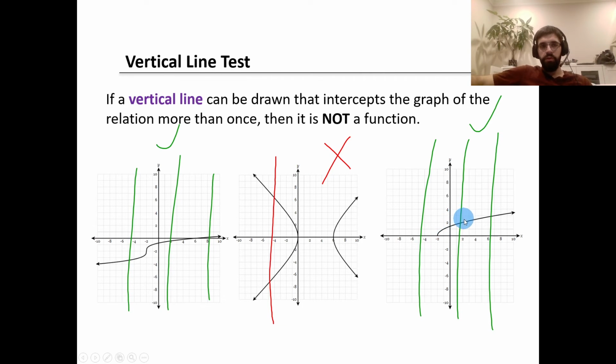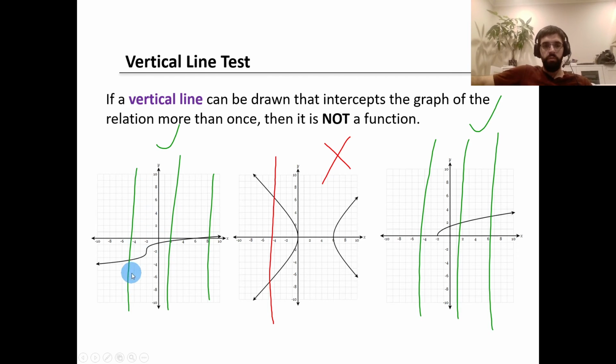So let's talk about the vertical line test. The vertical line test is our friend. It's a really easy way to tell if a graph is a function or not. Here's how the vertical line test works. If you can draw a vertical line anywhere on the graph that hits the function more than once, then it is not a function. Conversely, if you cannot draw a line that hits the graph more than once, then it is a function.